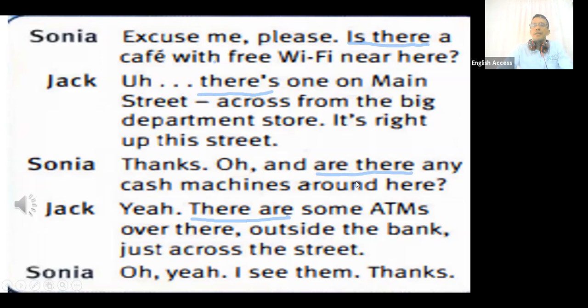Thanks. Oh, and are there any cash machines around here? So that's why you have to practice. Yeah, there are some ATMs over there, outside the bank, just across the street. Oh yeah, I see them. Thanks. Excellent. Good job. You just need to practice. Remember, just practice and practice. The more you practice, the better.